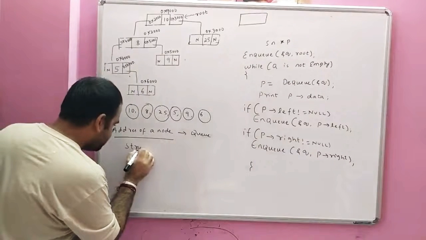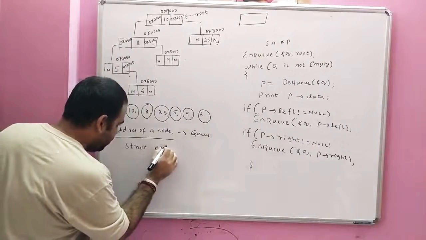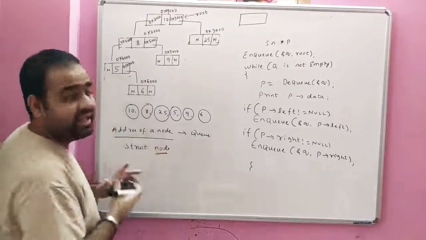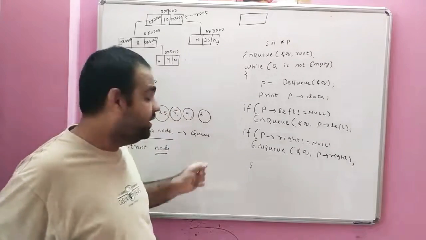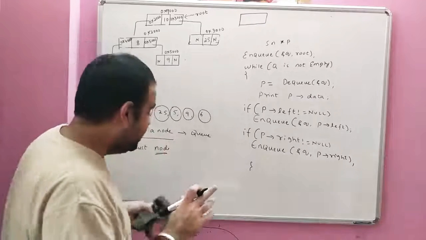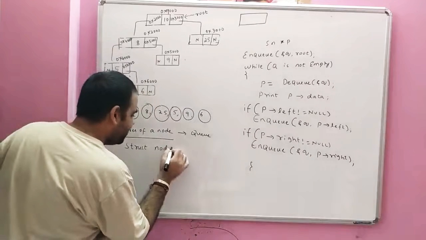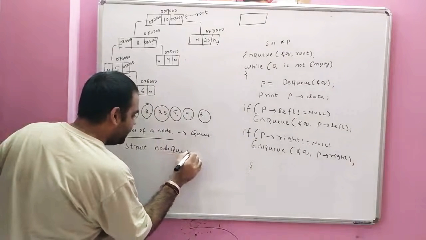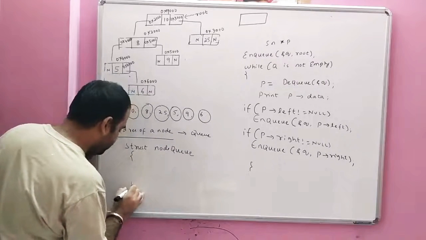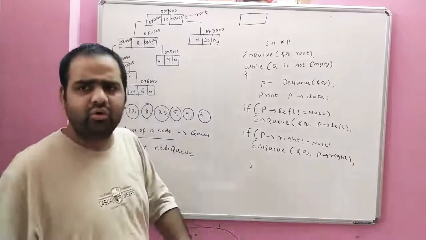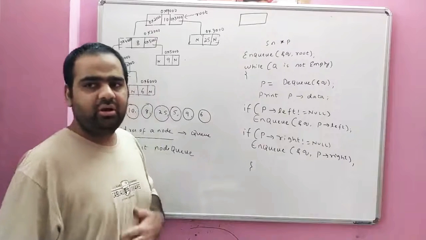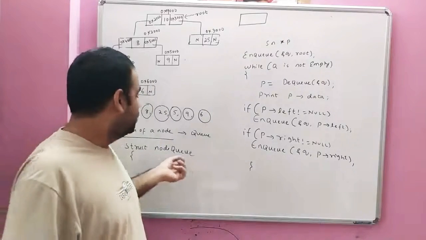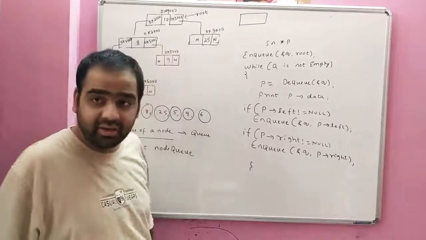How do I write a node for the queue? If I say struct node, this node name is already taken for the binary search tree. Therefore, I cannot use the same name. Instead of node, what do I say? I give some different name and I say node with respect to queue. I cannot take the node name, it is just the name change. Why can you not take the node name? Because the node name is already taken for the binary search tree.